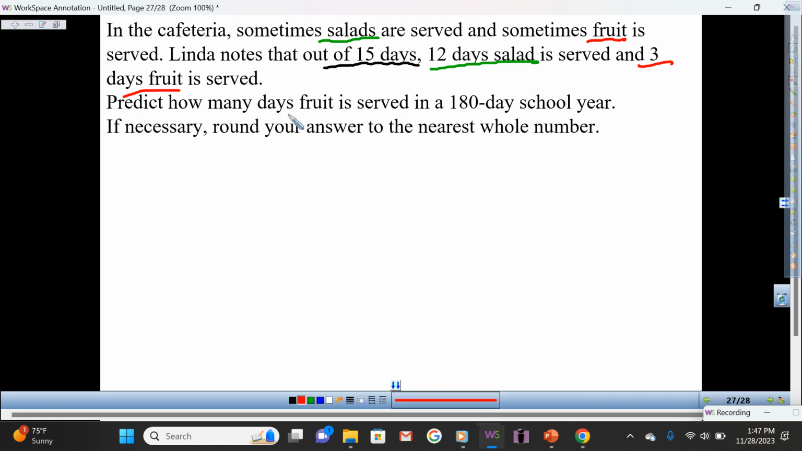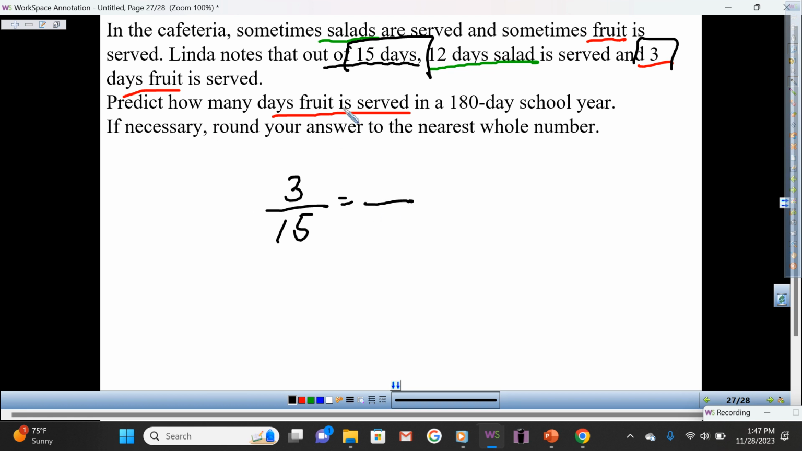So what color am I going to use here? Red, because they're asking for fruit. Are they asking me to figure out salads? No. So I'm going to focus on what I underline in red, which is the fruit, and come up with an equation. Out of how many total days? 15. How many days of fruit? 3. So my fraction would be 3 over 15.